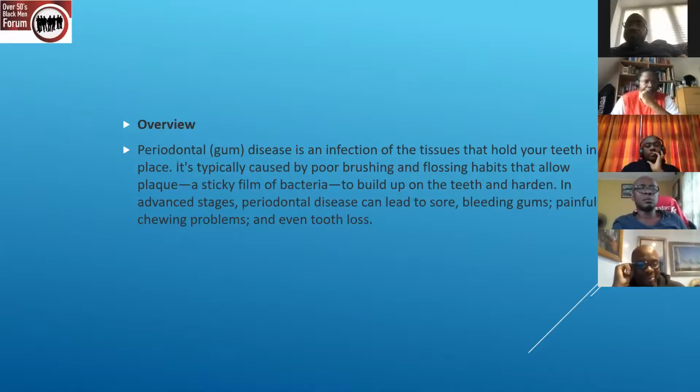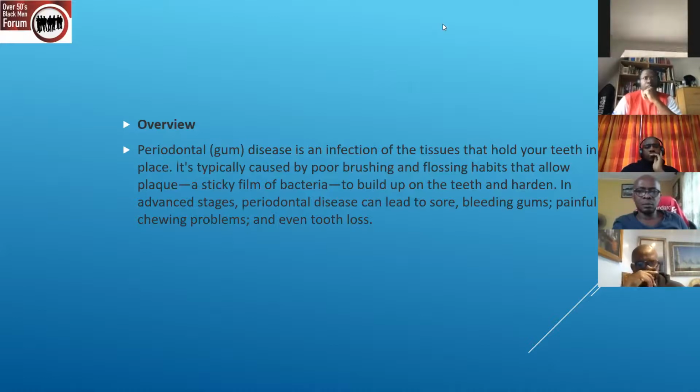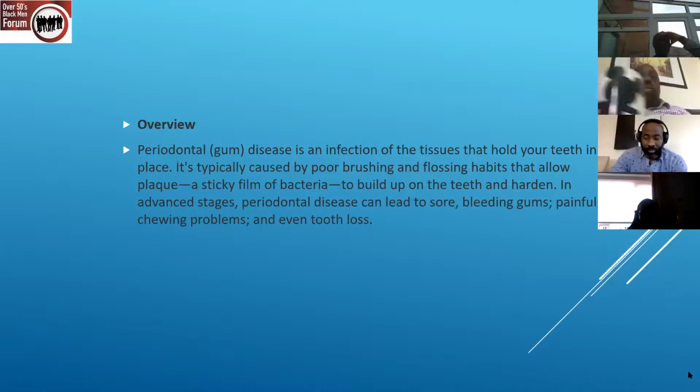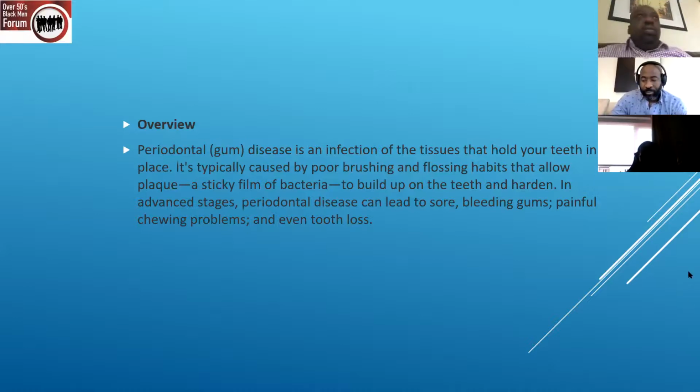So overall, gum disease is an infection of the tissues that hold the teeth in place. It's anything that would affect the gum, the fibers that hold the tooth to bone, the blood supply, and it's basically caused by poor oral hygiene and brushing habits. A lot of stuff builds up on the teeth, and that causes an irritation. Next slide, please.